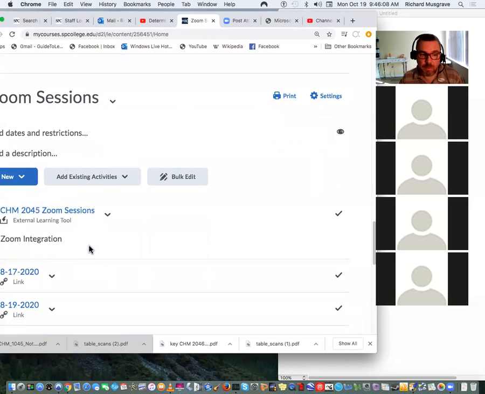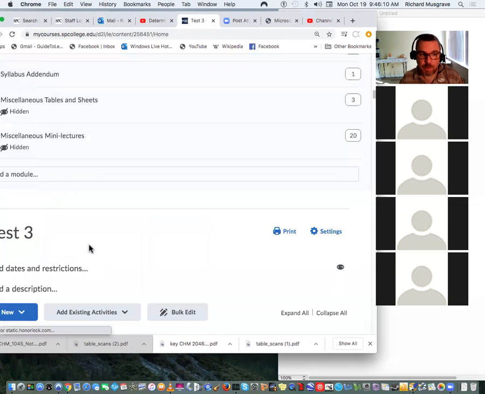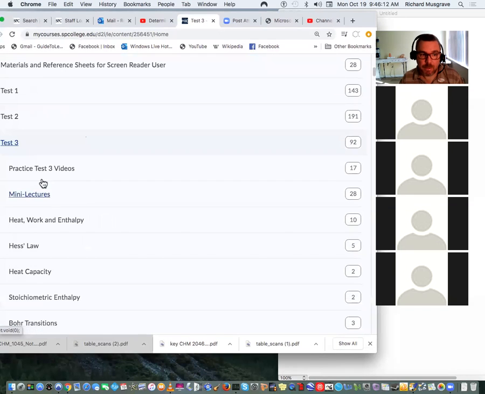And we can look for the initial temperature of the water. It's under heat capacity. Here we go.